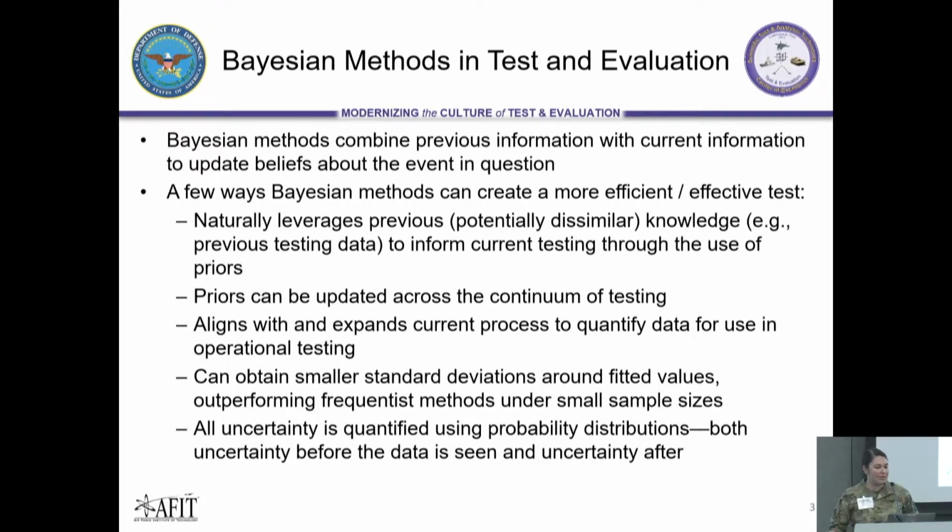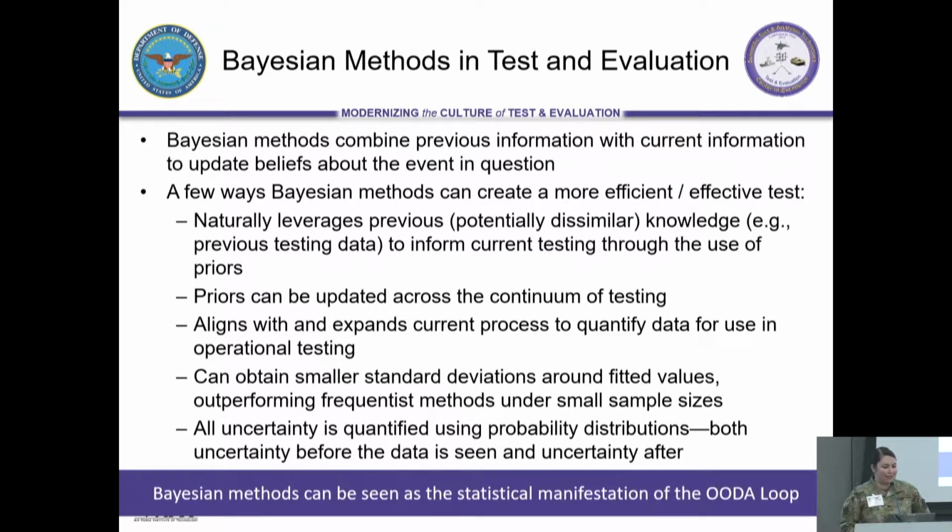There are a few ways that I think Bayesian methods can help make a more efficient and effective test, and they're all listed on the screen here. One of the things is I really think it's a great way to naturally leverage that previous information. We heard this morning a lot about being data-centric and getting the right data, and then how do we use that data appropriately? Bayesian methods are a really great way to look at that previous data and leverage it in our current testing.